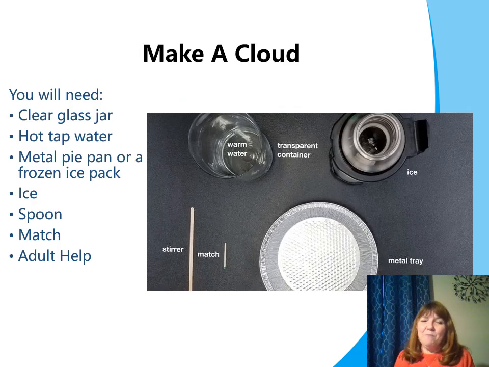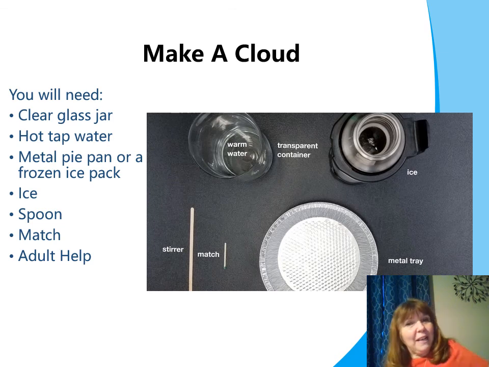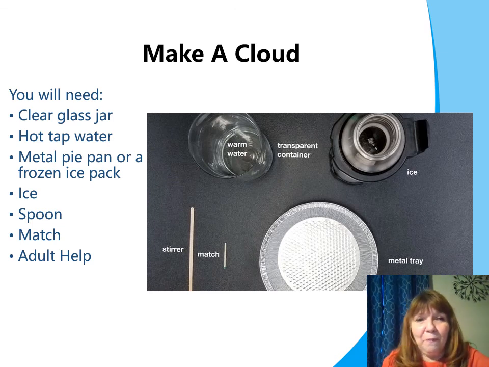Now, as they move up, they make a cloud, and so we are going to make a cloud. There's a couple of things you need to make the cloud. First of all, you need a clear glass jar. You can use a clear cup as well. You need some hot tap water. You don't want boiling water, just water from the tap is good. You'll need either a metal pie pan, or if you don't have that, you can use a frozen ice pack that's big enough to cover the whole top of the jar. If you use a pie pan, you'll also need some ice.